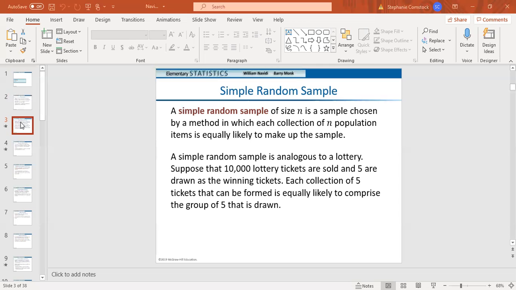So they give the example that it's kind of like the lottery. If 10,000 lottery tickets are sold and 5 are drawn as winning tickets, each group of 5 tickets that can be formed is possible. So they're basically saying I've got 5 sets of winning numbers. That pull of 5 numbers is going to be what is the draw, okay?